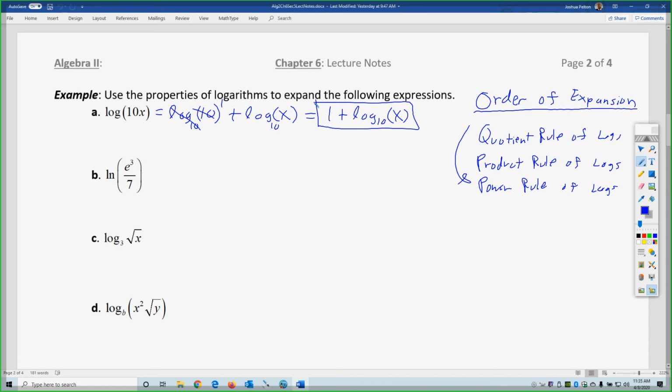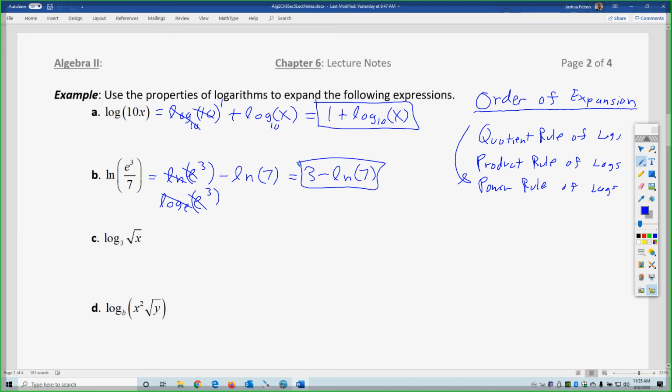Okay, the next one is a quotient rule. So this is the natural log of e to the third minus the natural log of 7. But natural log is log base e, so essentially those cancel by definition. We're left with 3 minus the natural log of 7.